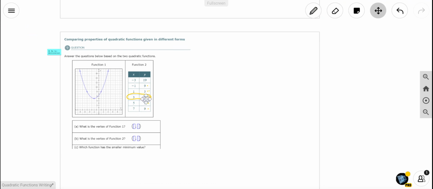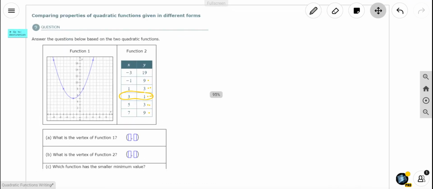And then this one, which is right here, is of course (-2, 5). And then you just compare them. It says, which function has the smaller value? Again, it says function and value, so that means the y. In that case, it's going to be function number 2, because the value of y is 1.